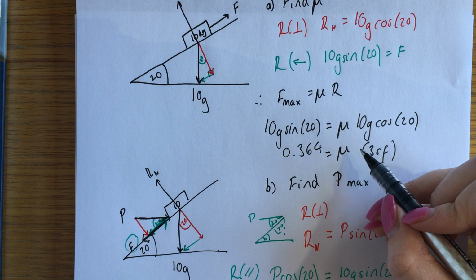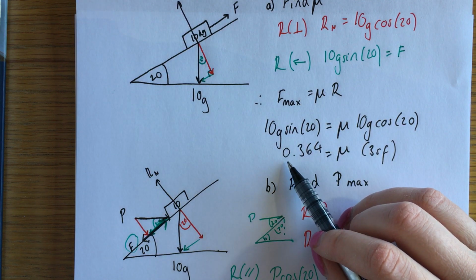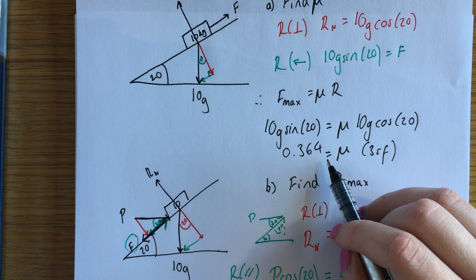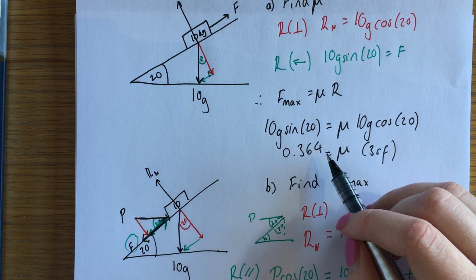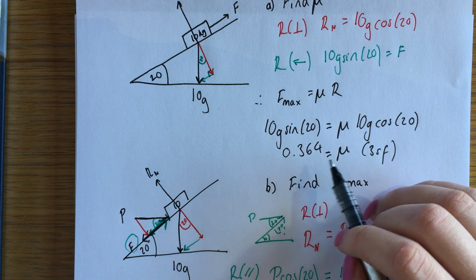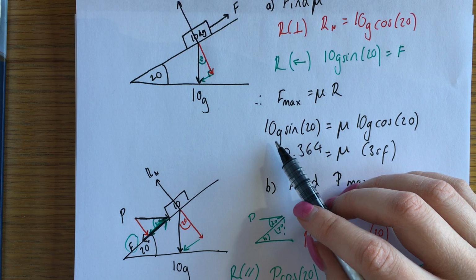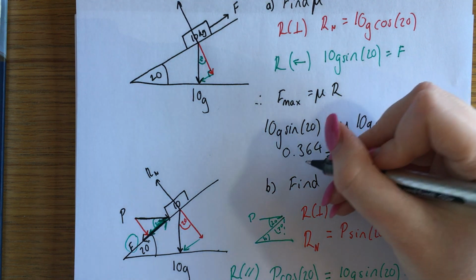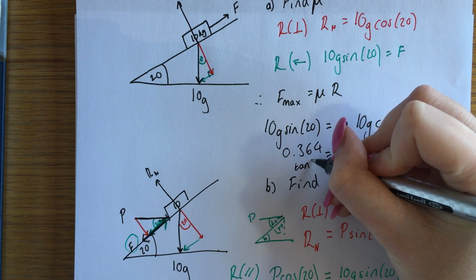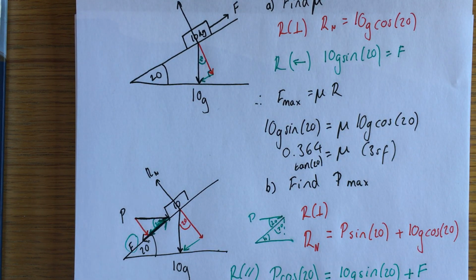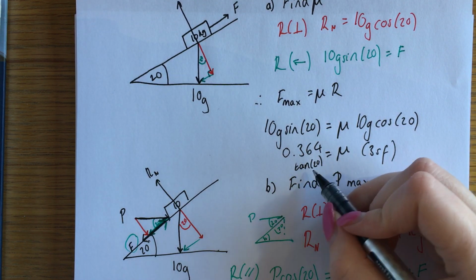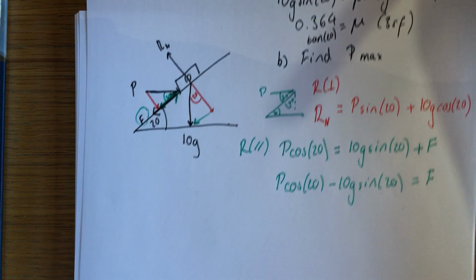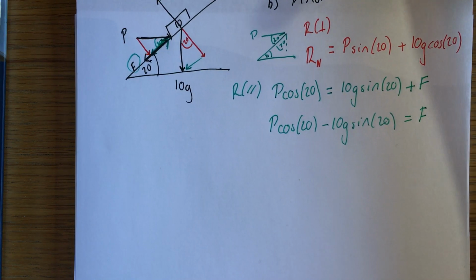And I want to do it as exact as possible. If I just use 0.364, I'm not going to get an accurate answer for my part B. Now I said before I didn't write it down. 10g sine 20 divided by 10g cos 20 means that mu must be equal to tan 20. And this is what I'm going to use to give me a more exact answer in part B.